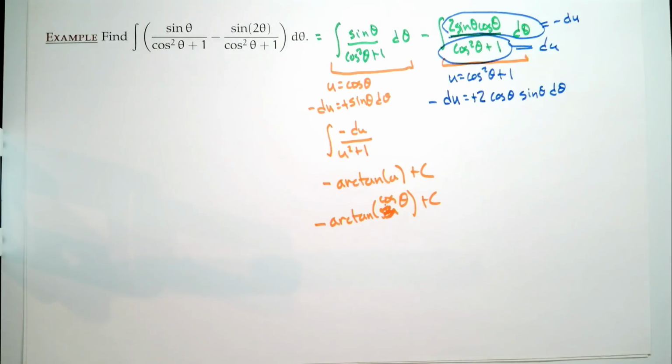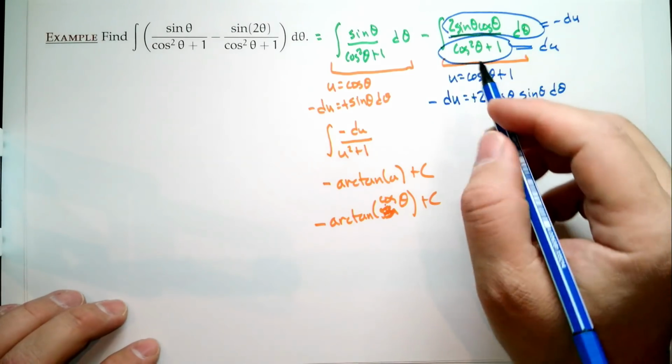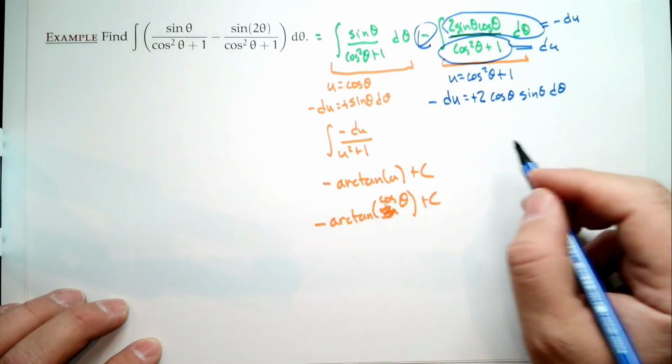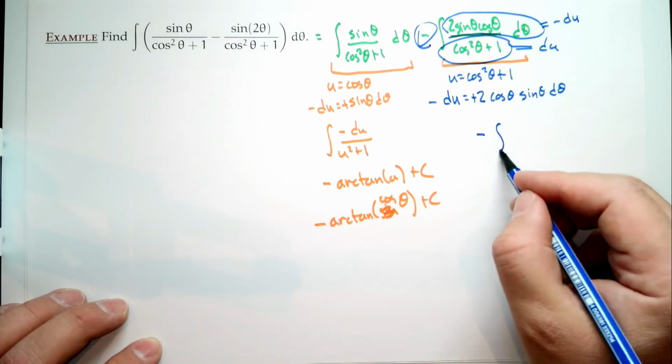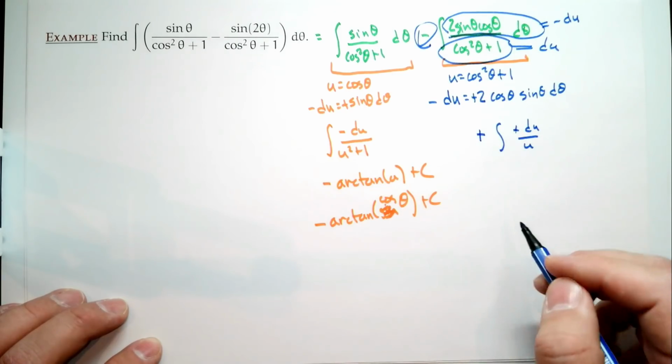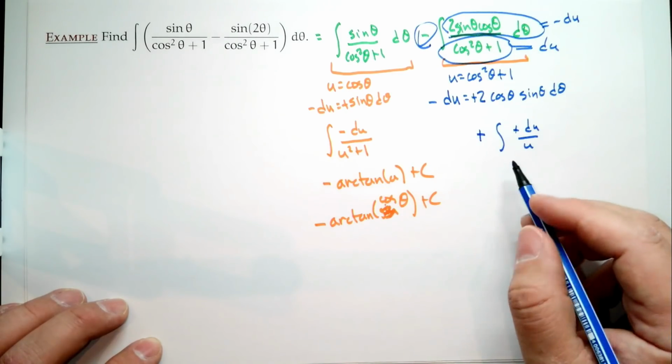But the other thing you should think of is, can I make it look like a log. So log looks like 1 over u. And this is a case where we can make it look like a log. And so what happens? Well, the second one, if we include this minus out here as well, we have minus the integral of minus du over u. Minus minus goes away.